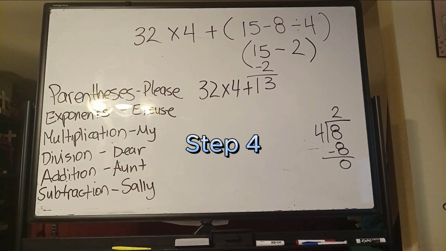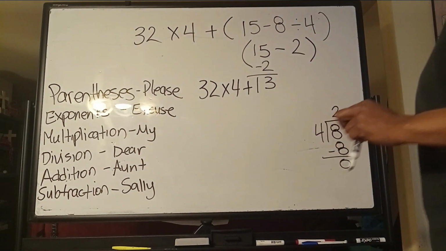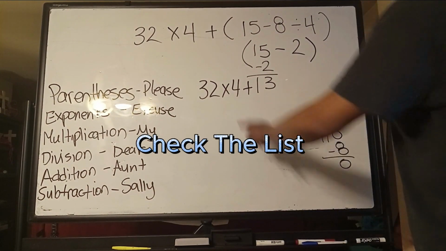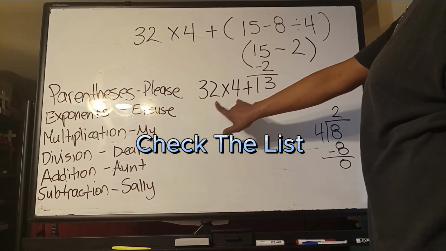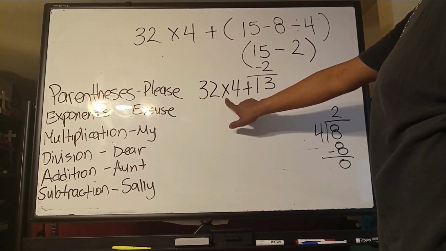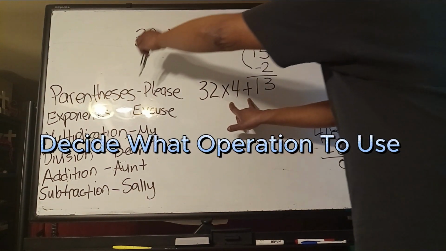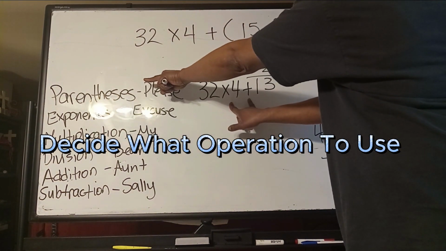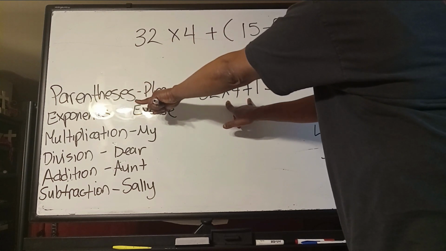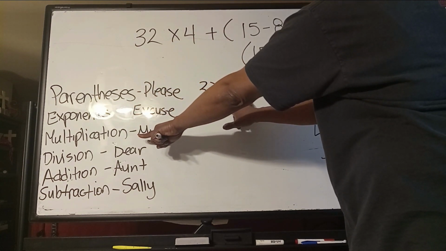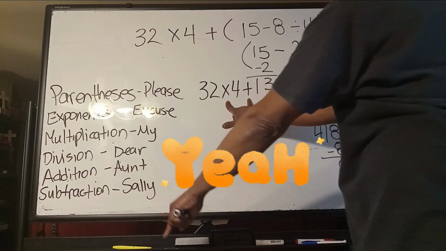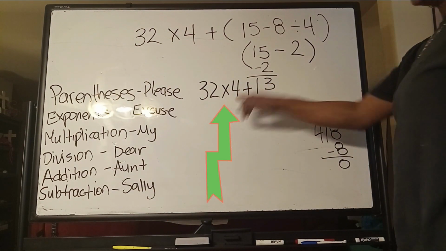Continue to solve the problem. We're using the order of operations. We only have two, pay attention, we only have two signs. We have a multiplication and we have an addition. We look at our list. Which one do we do first? Do we do multiplication or do we do addition? Multiplication. Exactly. We do multiplication first.